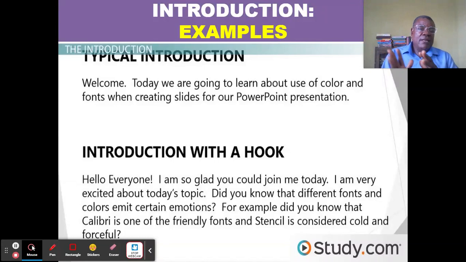So one thing I find interesting about this introduction with a hook is the use of rhetorical questions. Now, what a rhetorical question does is that it enables you to emphasize a point, so that the audience will know how important it is that this thing be discussed. So a hook is a sentence or a group of sentences designed to grab the attention of the audience. And so these are examples of how you can introduce your presentation.